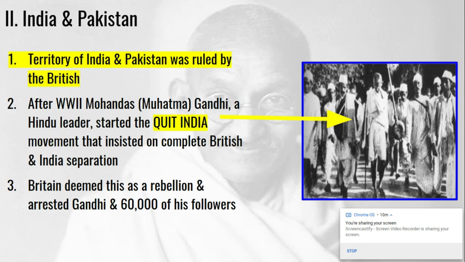So he leads this movement called Quit India, which insists on complete separation between Britain and India. No tied diplomacy, no tied politics, no ties societally or economically, completely cutting ties. Now, Britain, in very Britain style, deems this a rebellion, and Gandhi and 60,000 of his followers are actually arrested and jailed.